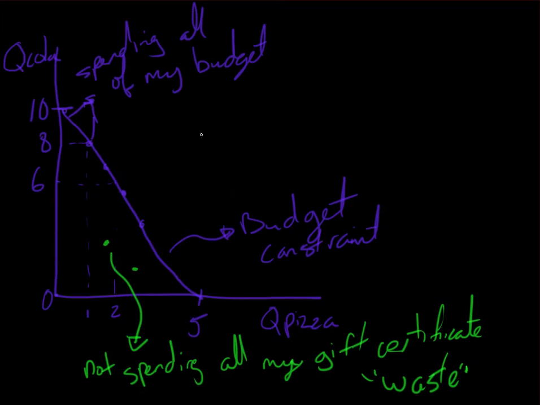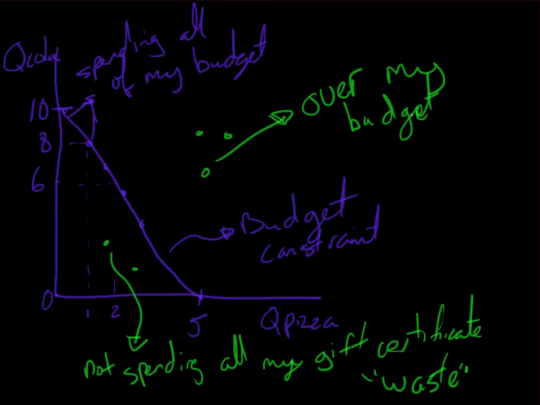Okay, and how about over here, any of these points here? Well, any of these points are things that are simply over my budget. A lot of you may simply say, well, pull out the credit card, but in this case here, let's just assume that when you don't have the money for something, you do not spend it. You don't have the option of going on credit. Okay, so these are your options. And naturally here, if you had a gift certificate, anything inside here is wasteful, anything here is unachievable and you cannot obtain them. So you would want to be anywhere along this budget constraint.